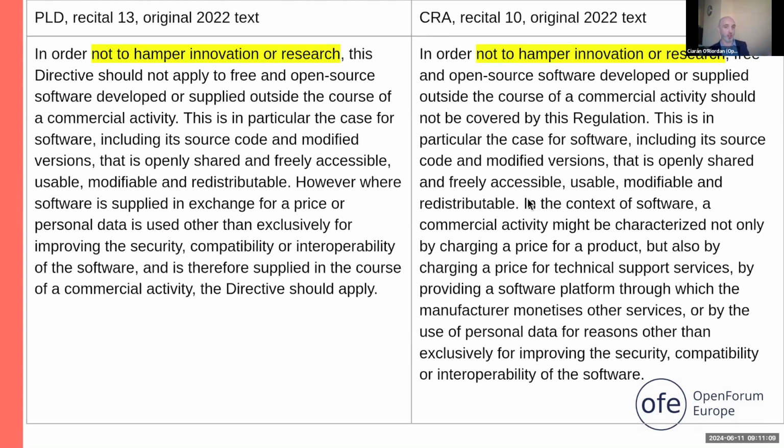The left is the Product Liability Directive, and the right is the Cyber Resilience Act. So they both contain an exemption for free and open source software, and it justifies the exemption by saying that we don't want to prevent innovation or research. And so it creates the exemption for free and open source software. However, both contain this criteria that the exemption only applies when the development or supply is outside of the course of commercial activity.